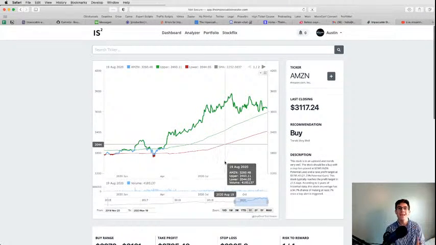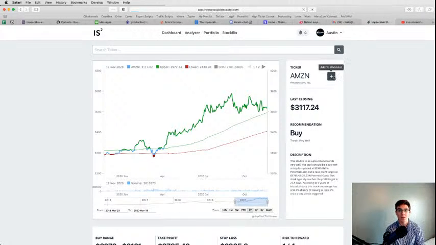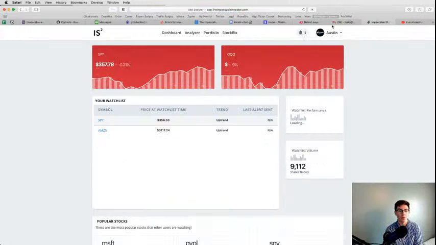So this is the amazing analyzer feature that literally does 2 hours of work and saves you time, all right here, and it's amazing. If you want to add the stock to your watch list, you simply click add to watch list, and then boom, we have it added to your watch list, so that when you come back to look at your portfolio, it's literally all done for you.